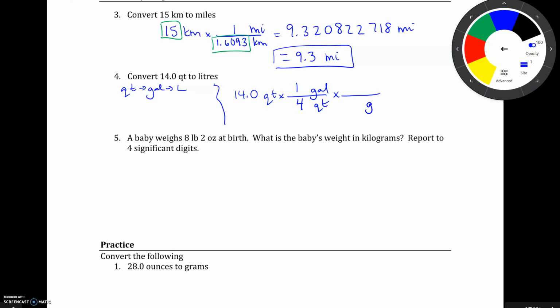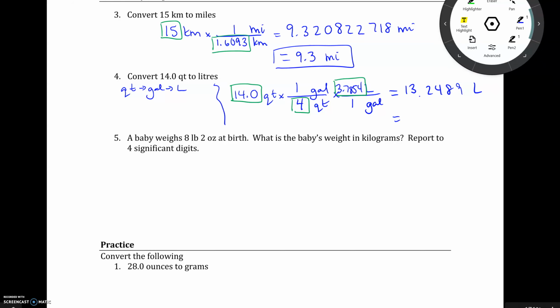Then I'm going to go from gallons to liters. I know that 1 gallon is 3.7854 liters. By setting up the question in this way, I do my conversion with only going to my calculator once. I'm going to take 14.0, divide by 4, multiply by 3.7854, press equals, and get my answer of 13.2489 liters.